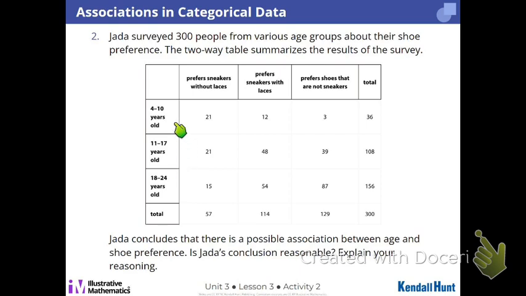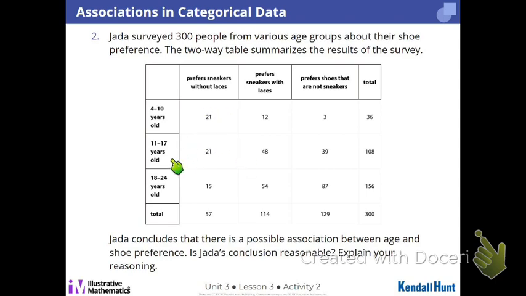So let's start with the 4. I would look at rows for this by age group, right? So it looks like 4 to 10 prefer what type of shoe? Sneakers without laces. Yeah, like almost 2/3 of them, right? My little kids tie the shoes, but it's still more.